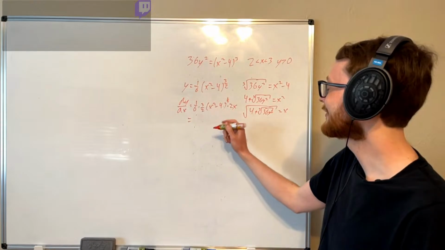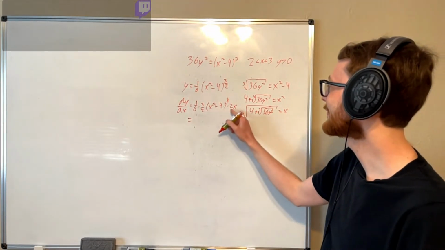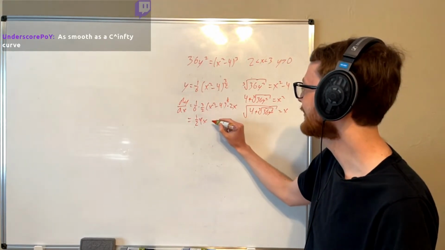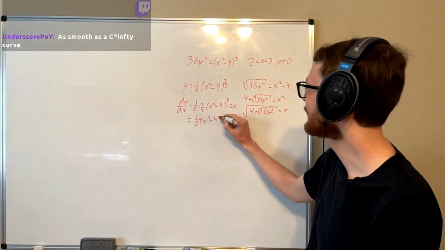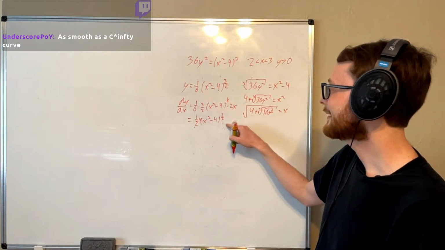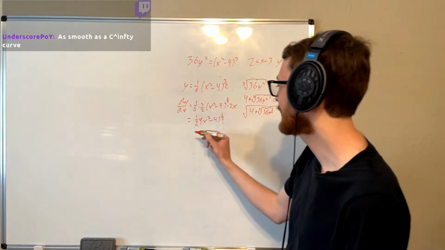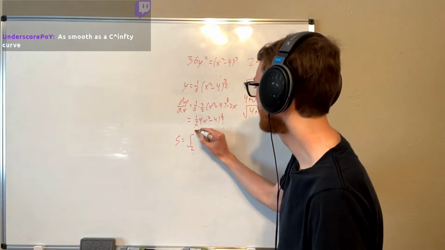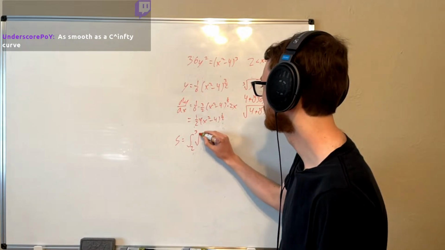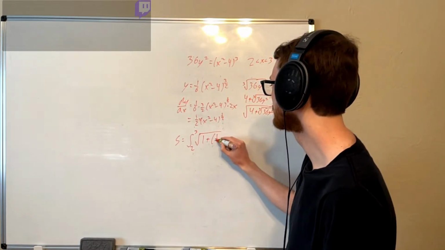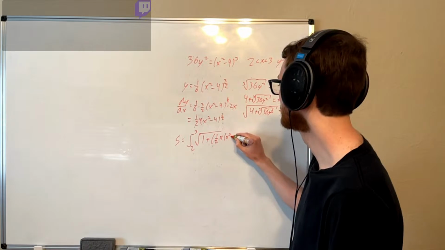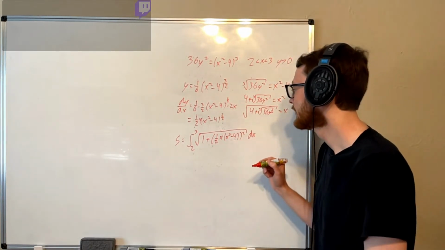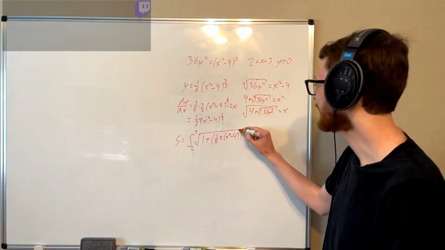3 over 2 times 1/6. It's 1/4 times 2 is 1/2. x times (x squared minus 4) to the 1/2. All right, that's our dy by dx. Let's plug into the formula for arc length, from 2 to 3. Okay, I always forget the 1/2.